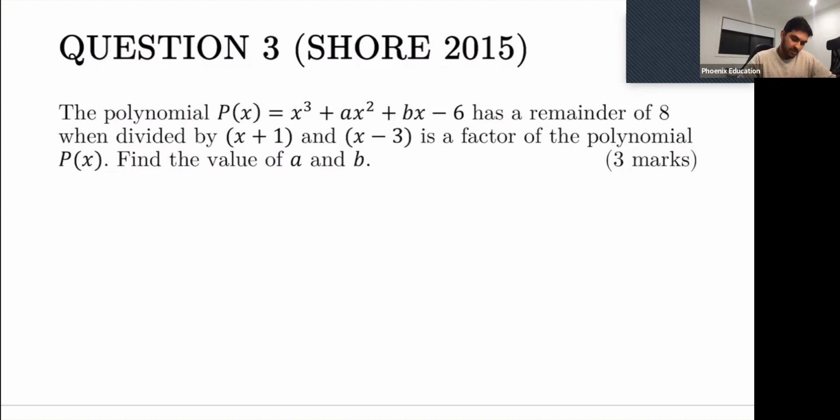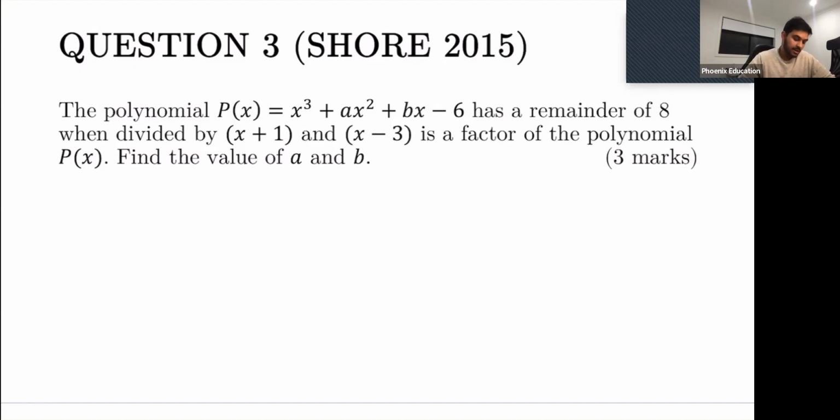The polynomial blah blah has remainder 8 when divided by x plus 1, and x minus 3 is a factor. So what that means is we'll use both the remainder and factor theorems to set up 2 equations, which we will then solve simultaneously to figure out what a and b is. So if we use the remainder theorem for x plus 1, we'll be plugging in -1. So we'll have -1 cubed plus a times -1 squared plus b times -1 minus 6. This should give us 8.